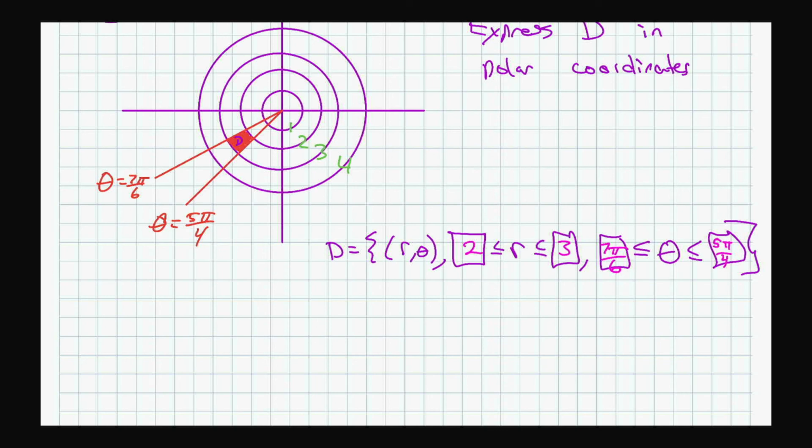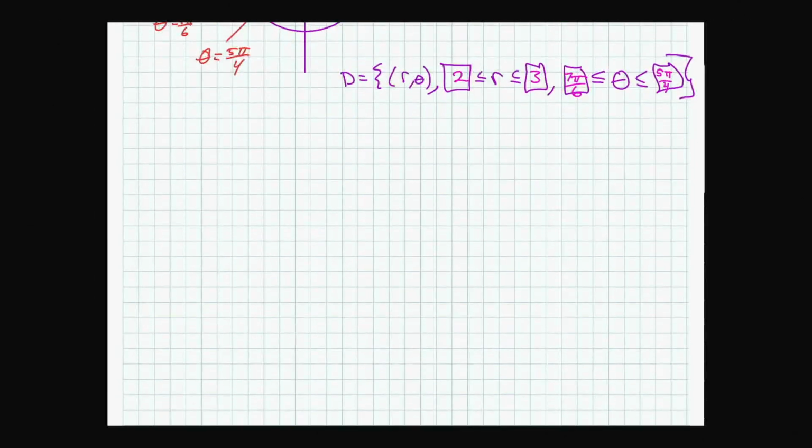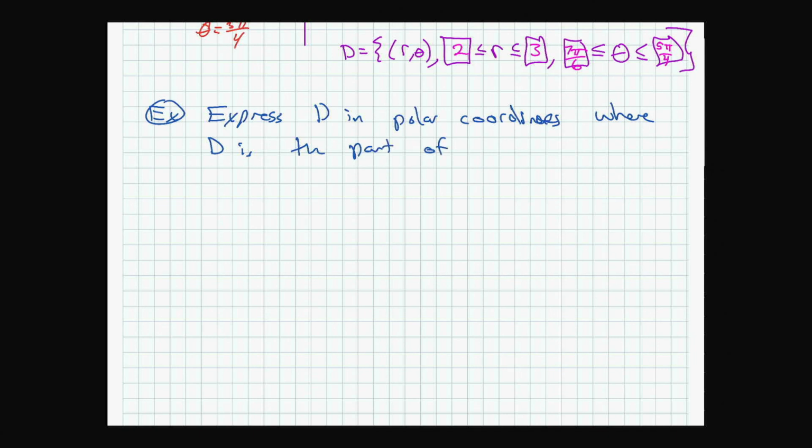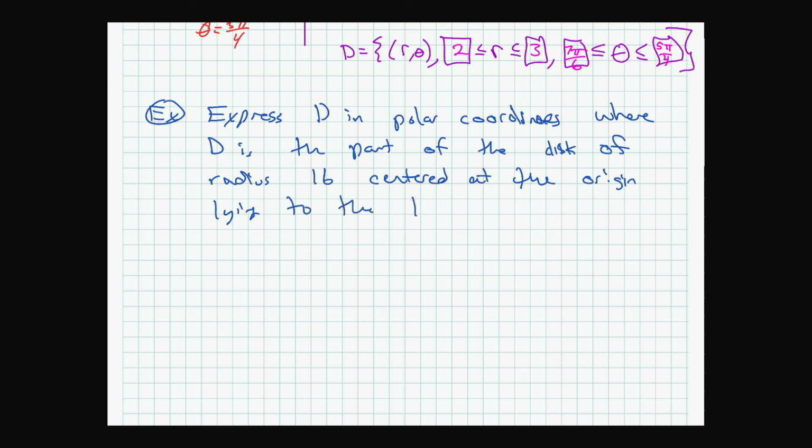They have some dumb ones. Unfortunately I can't make it give me a dumb one right now, but I'll try to explain what the dumb one said. So here's another example that says express d in polar coordinates, where d is the part of a disk of radius 16, centered at the origin, lying to the left of the y-axis.